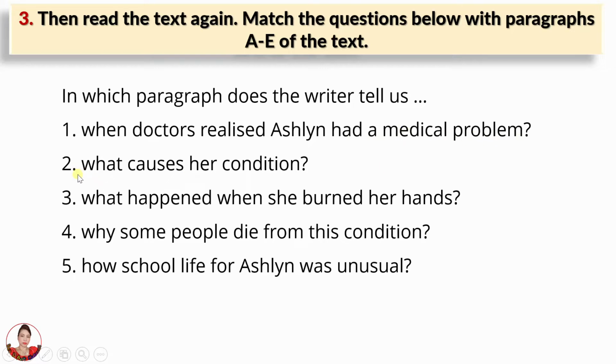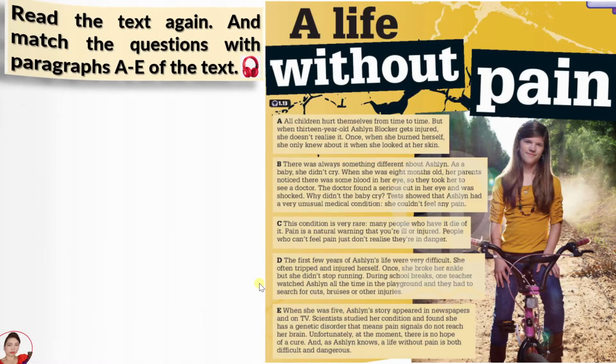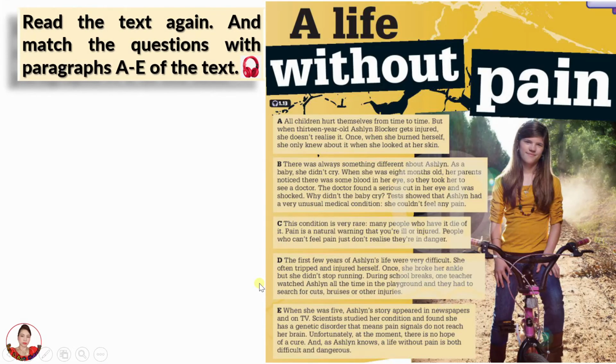2. What causes her condition? 3. What happened when she burned her hands? 4. Why some people died from this condition? 5. How school life for Ashlyn was unusual. Now listen again and try to answer the question. Now listen.